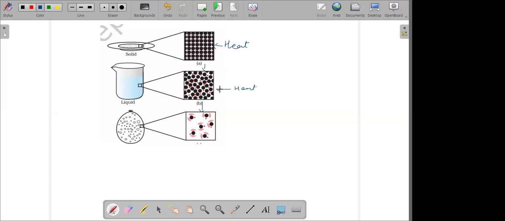When I supply some amount of heat energy to the liquid, it gets converted to the gaseous state. Again, the energy of the molecules increases. If I want to go from the gaseous state to the liquid state, I will be taking away some amount of heat. If I remove heat from this, the motion of the particles will decrease. As a result, they will become less random and they will get converted to the liquid state.